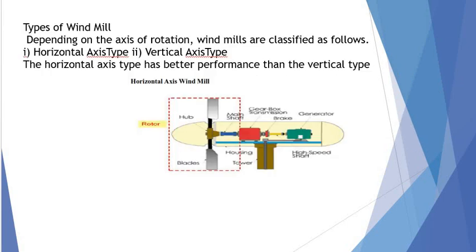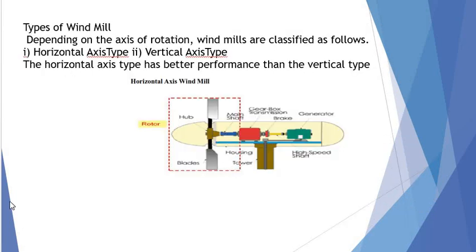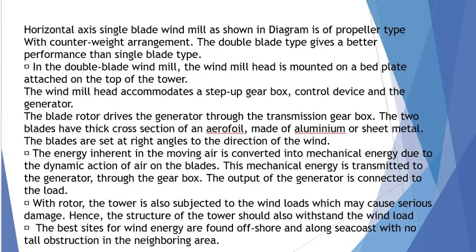Types of windmill. Depending on the axis of rotation, windmills are classified into two types: horizontal axis windmill and vertical axis windmill. Horizontal axis windmill has a better performance than the vertical axis windmill. The horizontal axis single blade windmill is shown in the diagram. So this one has two blades. The two blades give a better performance than the single blade type.